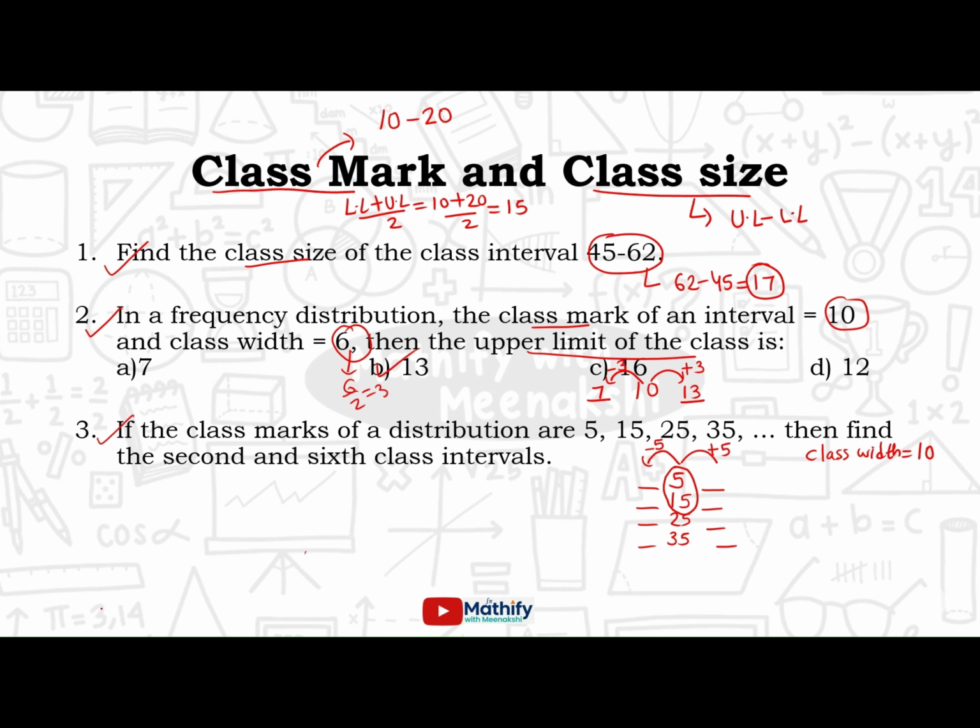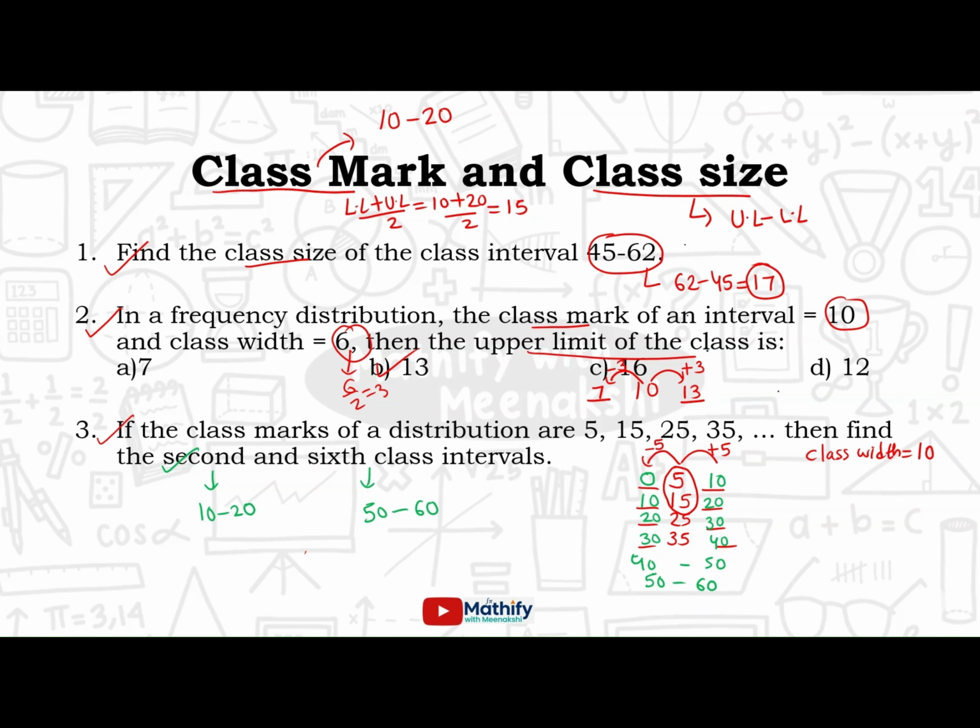So what is our lower limit for first class interval? It's 0, and upper limit 10. Then here it's 10 and 20. Then 20 and 30. 30 and 40. Now what's our question? Find the second and sixth class interval. Second class interval is 10 to 20. But what about sixth? We can find that too. 40 to 50 and 50 to 60. So here your sixth class interval is 50 to 60.